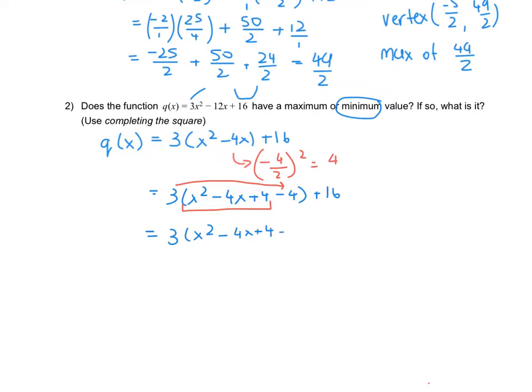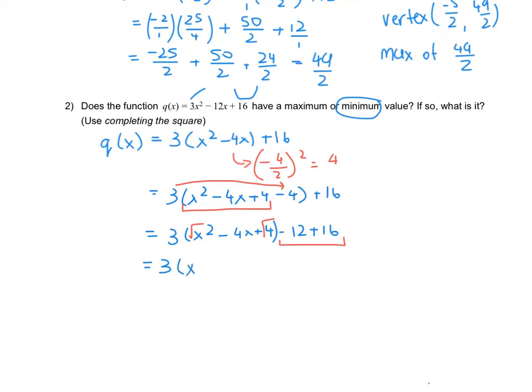So 3 times negative 4 is negative 12. And now for your final step, we can collect our like terms to get the optimal value, and then we can factor our perfect square trinomial in our bracket to get the axis of symmetry.